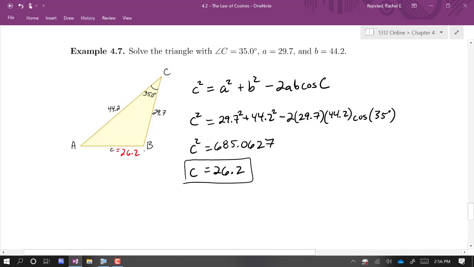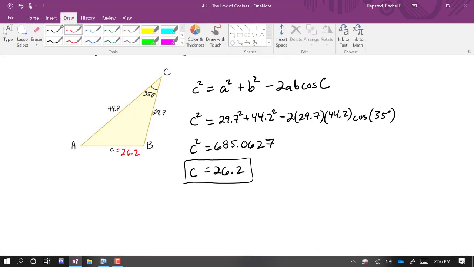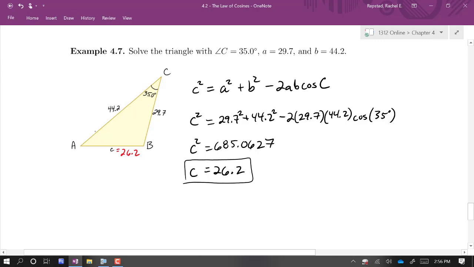Now our next goal is to find, let's see, angle A and angle B. Okay, so we've got a choice here. I can find either of them, and we'll note that we do now have a side and the angle opposite that side, which means we could choose to use the law of sines, right? Because I've got c over sine C.